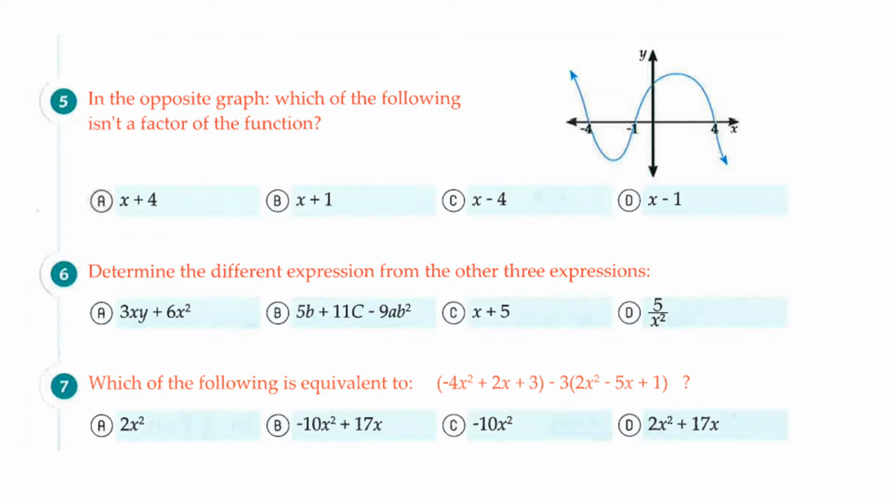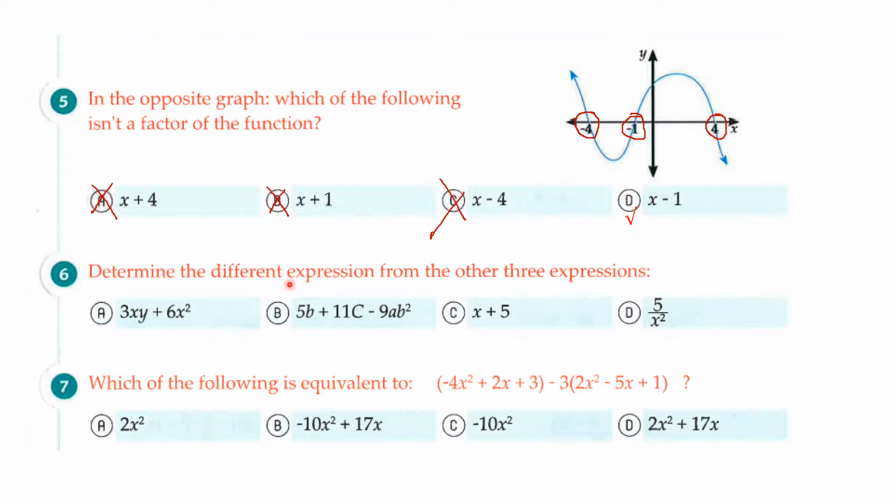Okay. Factors have the opposite signs of the zeros. Here I have a 0 at -4, so x plus 4 is a factor. They don't want a factor. Here, -1 is 0, so x plus 1 is a factor, because when I substitute -1, I'm going to get 0. 4 is a 0, so x minus 4 is a factor. So what is the answer? The answer is x minus 1.